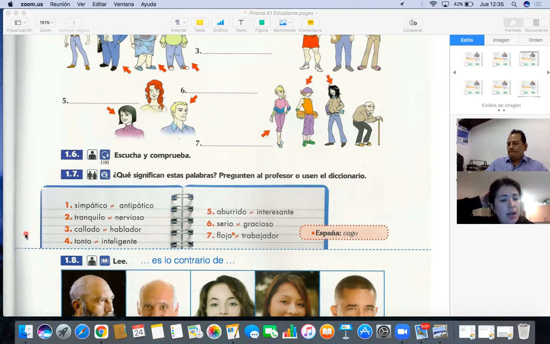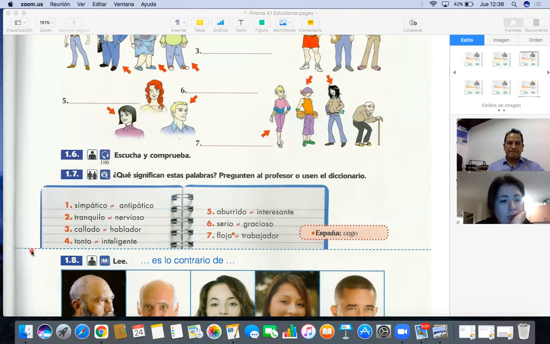Callado es lo contrario de hablador. Callado, double L. Is it hablador? Hablador, sí. And then callado. There you go. I have no idea what that means. So what is hablar? Do you know hablar? Yeah, because I've had it used loads. Hablar is to speak, to talk. Oh, like quiet and then like chatty. Yeah, talkative. So callado is quiet, hablador is talkative. So callado es lo contrario de hablador, right?